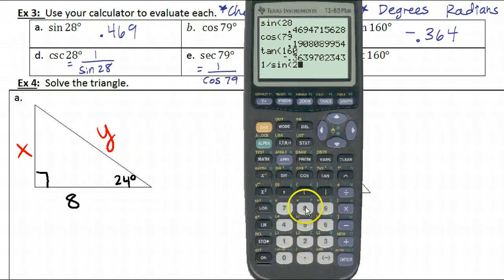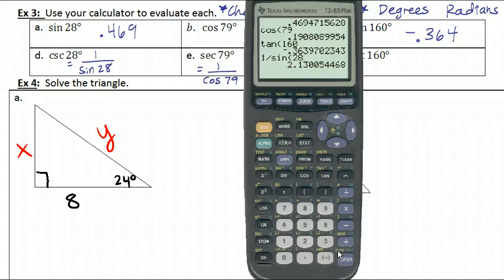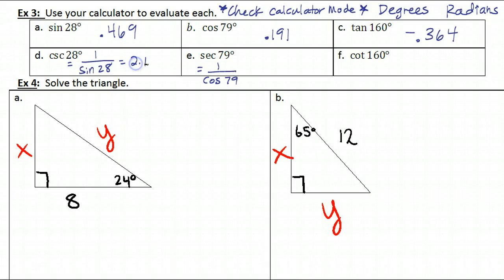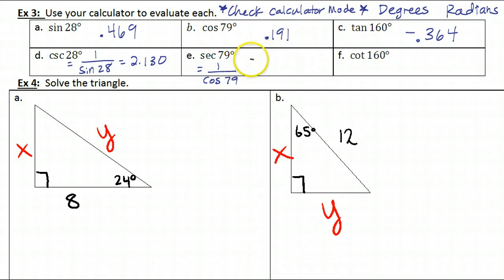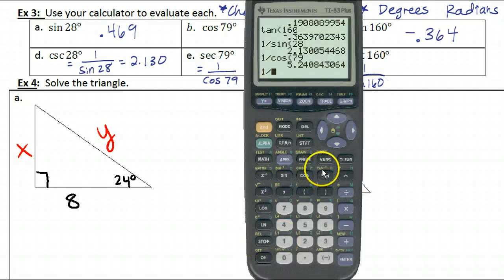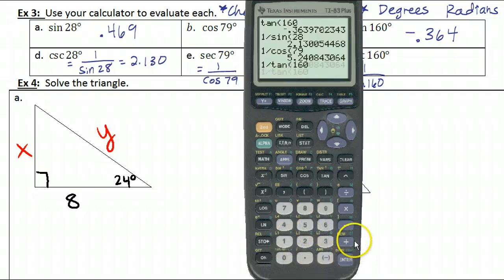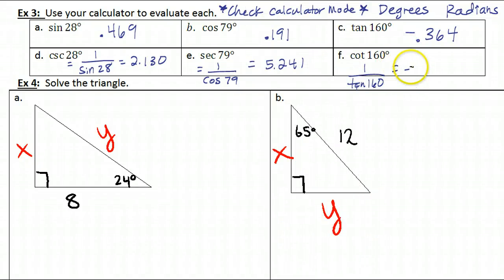Alright, so let's find D. 1 divided by sine of 28. So the cosecant of 28 is 2.130. And to find the secant, 1 divided by cosine of 79 is 5.241 when I round it. And then to find cotangent, again, I have to do 1 divided by tangent of 160 because my calculator does not have a cotangent button. 1 divided by tangent of 160. So I get negative 2.747.